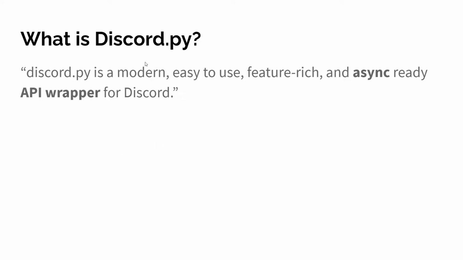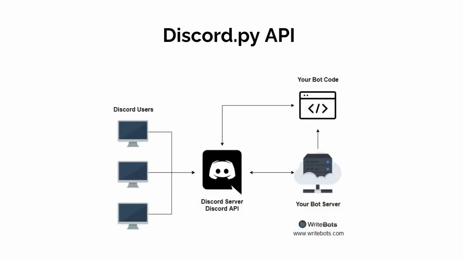So the modern, easy to use, feature-rich, these are pretty much some fancy words, but they don't mean anything. I think the interesting part is the async and the API wrapper, which some of you guys may not know. So I want to go over these two words first. The first thing I want to go over is the API part.